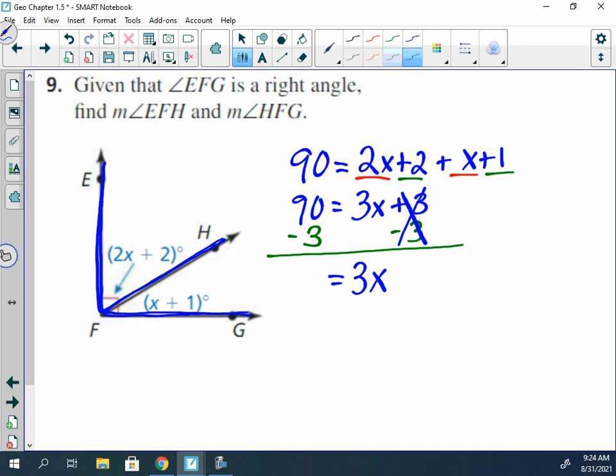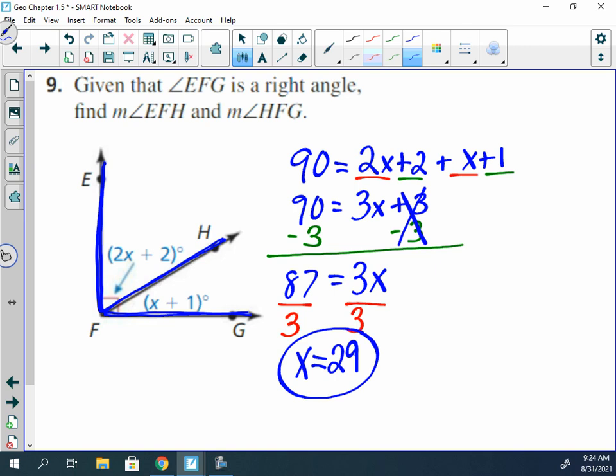That would be fine. But here, 90 minus 3 is 87. And then we would divide both sides by 3. We're done. What do we need to find? Two equations. Is anybody still copying this down?